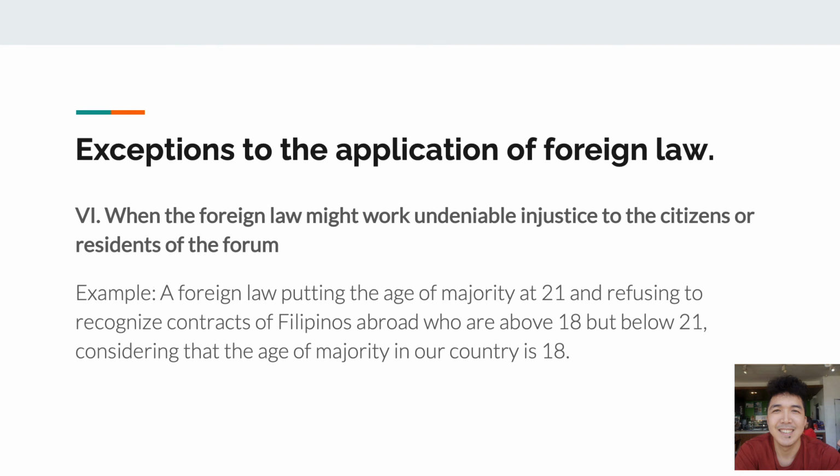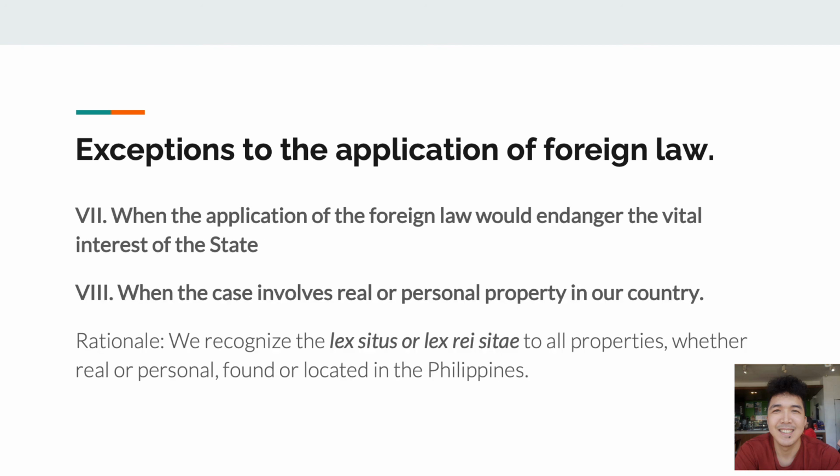6. When the foreign law might work undeniable injustice to the citizens or residents of the forum. Example: a foreign law putting the age of majority at 21 and refusing to recognize contracts of Filipinos abroad who are above 18 but below 21, considering the age of majority in our country is 18. 7th, when the application of the foreign law would endanger the vital interests of the state. And lastly, when the case involves real or personal property in our country.